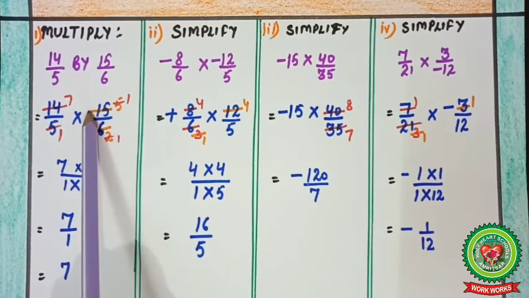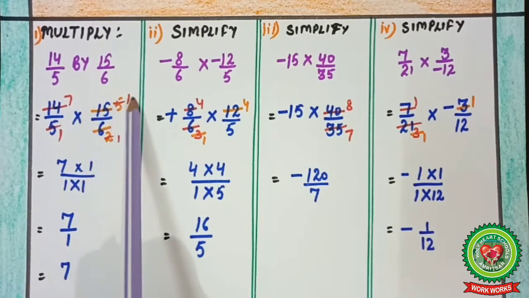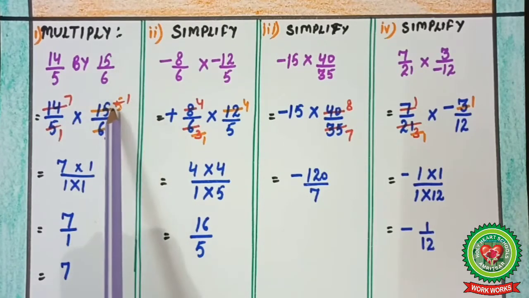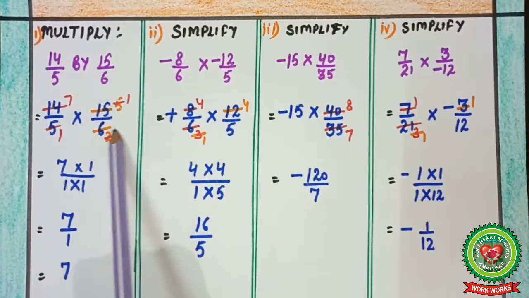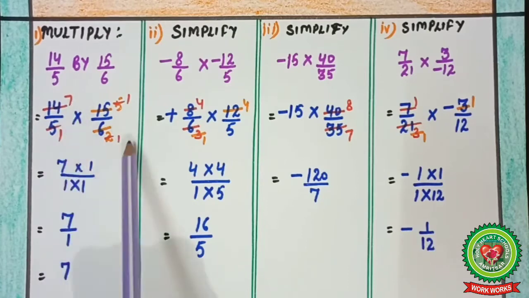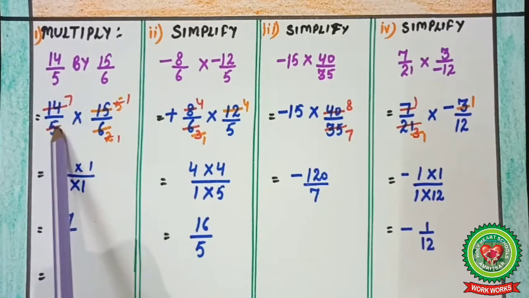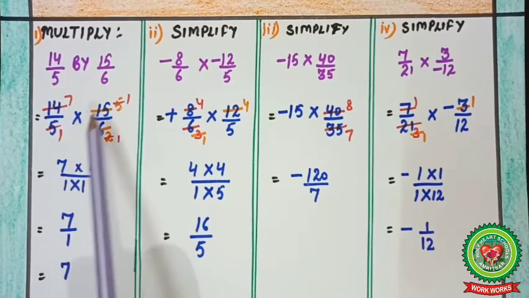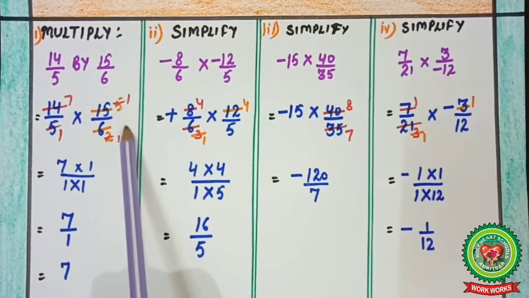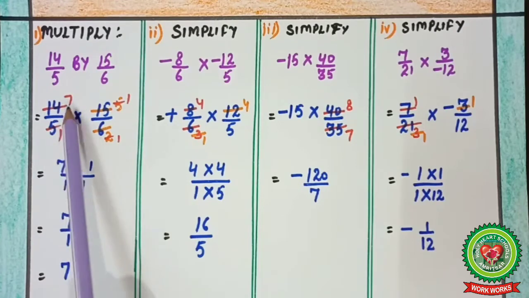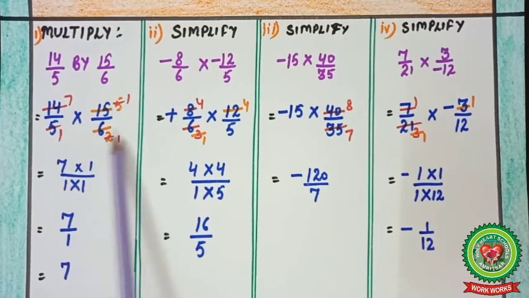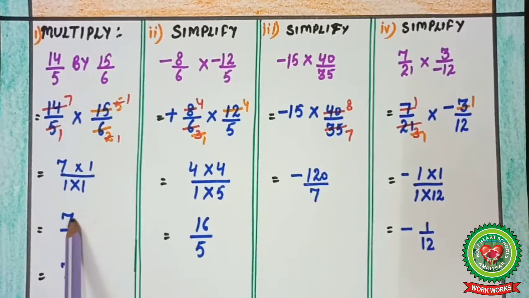3 2s are 6, and 3 5s are 15, right? So now further you can see that on the 2 table 14 can be cut. So 2 1s are 2, 2 7s are 14. On the 5 table in cross cutting, 5 can be cut to 1. So you are left with what? 7 into 1 upon 1 into 1. So you will have 7 into 1, that will be 7, and 1 into 1, that will be 1. So you will write the answer as 7, right?